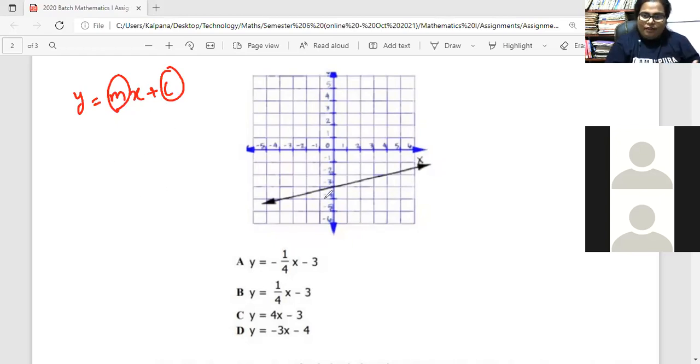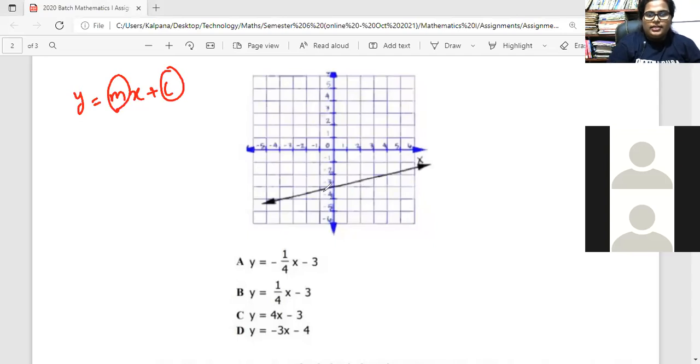Ushani is asking about question 3. All right, okay, I will discuss it after this one. Ushani is asking to discuss the previous question here.